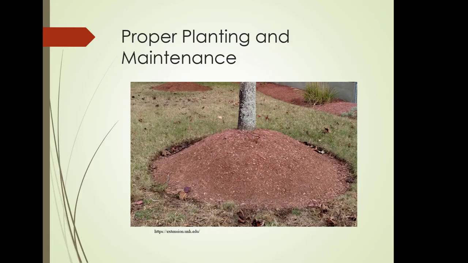Of course, proper planting and maintenance. Here we have our volcano of mulch. When you have it piled up against the bark, it may begin to rot, causing further disease and insect problems. And even if it doesn't cause rot, it may actually develop secondary roots from the trunk, and they're prone to girdling the trunk.